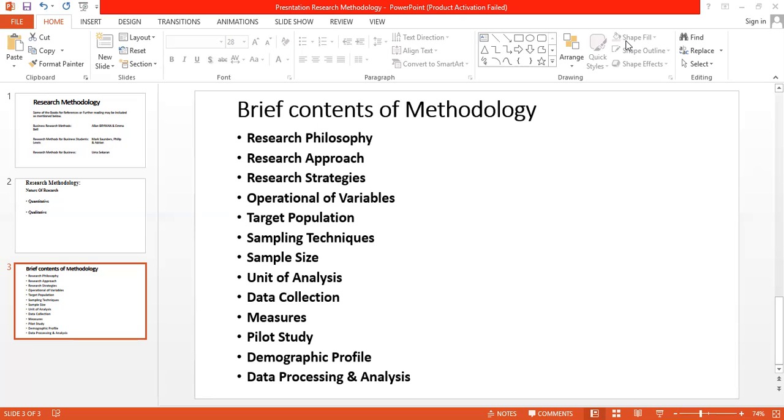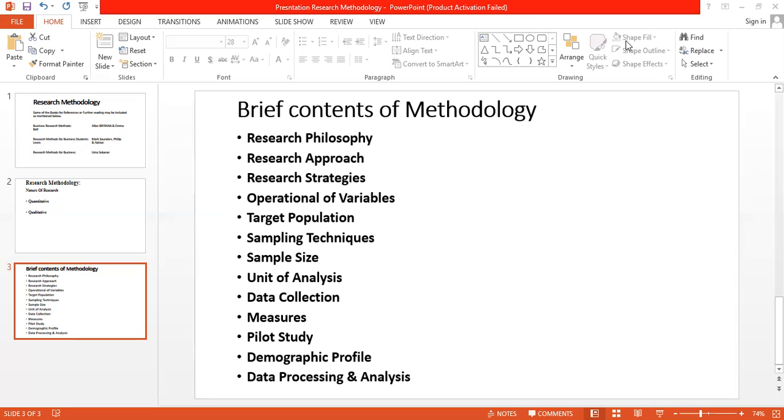Sampling techniques are very important in research. You need to state which sampling techniques you have used in your research paper. There are different types of sampling, for example, probability sampling and non-probability sampling. We shall also discuss sampling techniques in a separate lecture in coming days. In the next few lectures, maybe we shall discuss sampling.